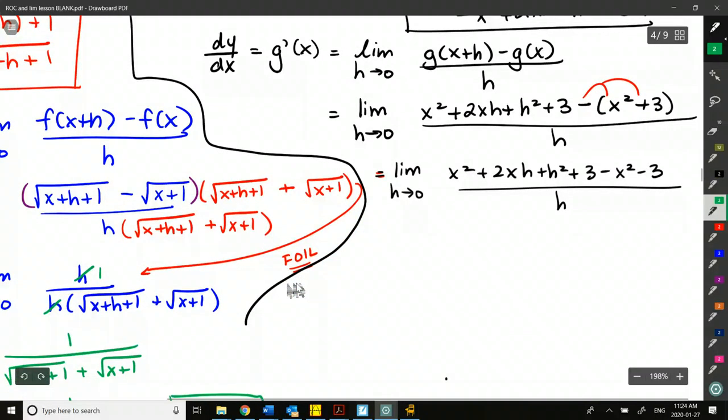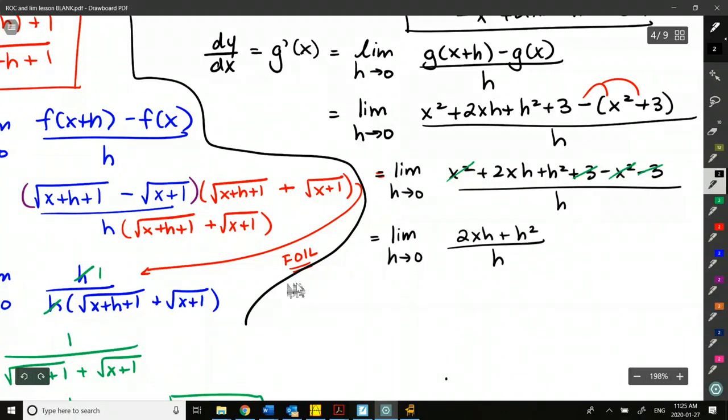A lot of times what you'll notice when you use this method is that x squared and negative x squared cancel, and positive 3 and negative 3 cancel. So you'll see a couple things cancel out. If I try to sub in at this point, I'm still going to get 0 plus 0 over 0, which gives me 0 over 0, and that's indeterminate form. Does anyone have any ideas of what we can do to get this out of indeterminate form? Temi? We're going to factor out the h, that's right.